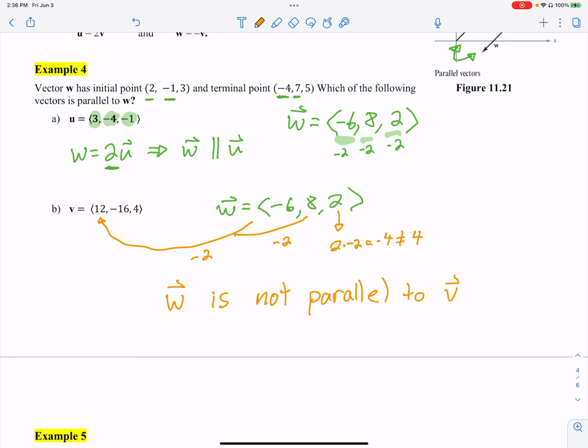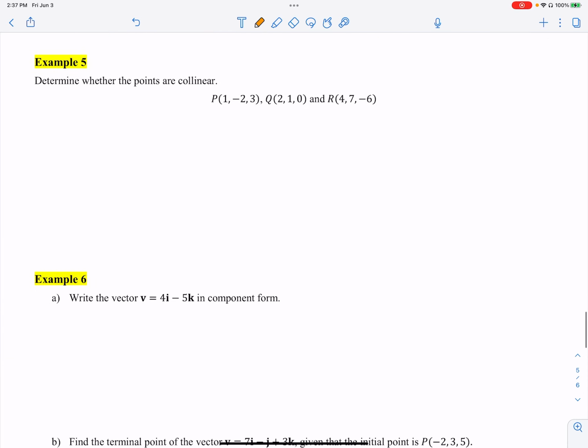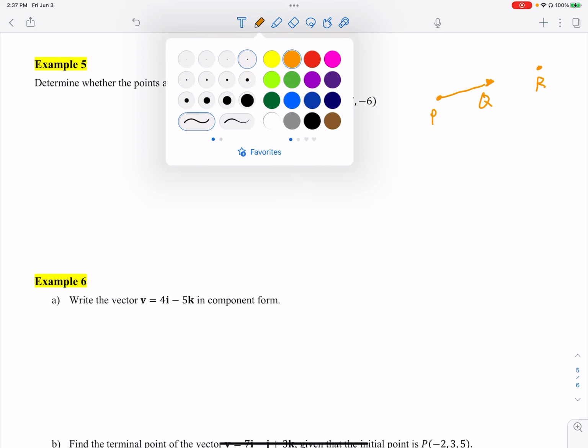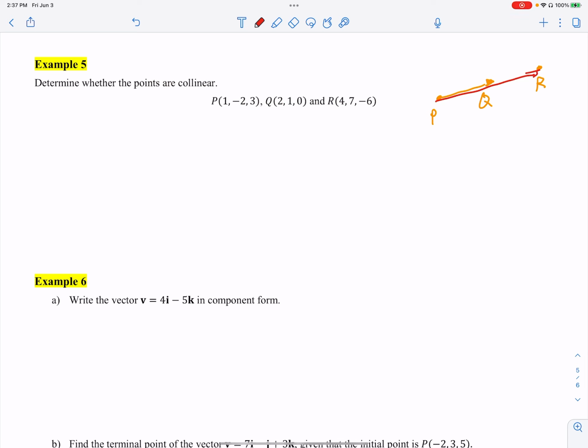All right, a few more examples here. We want to determine if things are collinear. That means they're parallel. If I write vectors, so let's talk about collinear first. Collinear means that all three of these points lie on the same line. If I draw a line, they would all three be on there. How I determine this is I can create a vector, like let's say I have P, Q, and R. I can think of vectors, this vector, and then we have this vector from each one.